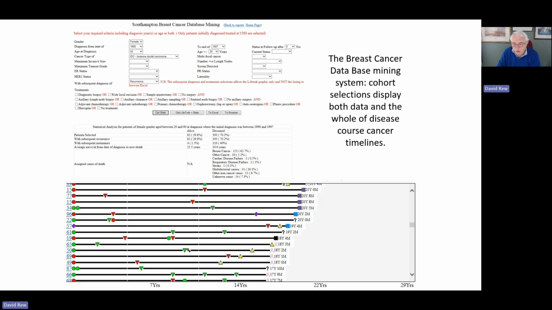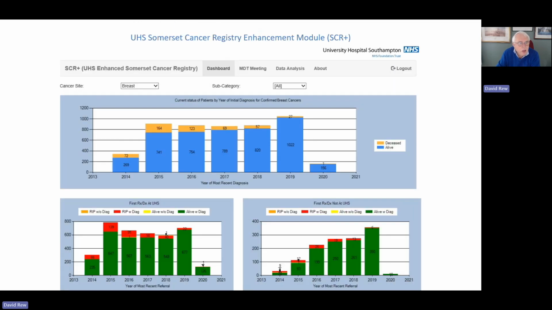For example, a patient who was diagnosed with metastases 25 years ago certainly needs looking at because the chances are that was a data entry error. So this powerful visualization goes all the way through to the analytics as well. And it's my frustration that we haven't yet been able to exploit that tool as much as I would have liked. The other thing that we've done is built this Somerset Cancer Registry enhancement module, as I hinted at.